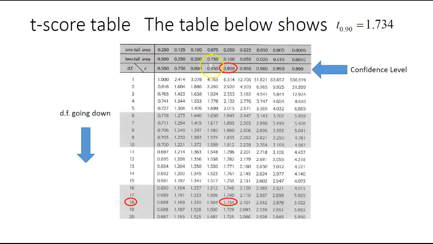And the C runs across. This is our confidence level. For that problem, it was 90%, which is 0.9. Figure out where those meet. The t-score we're going to use is 1.734. And there's the notation up here: t of 0.9 is 1.734. So this is like a critical value.